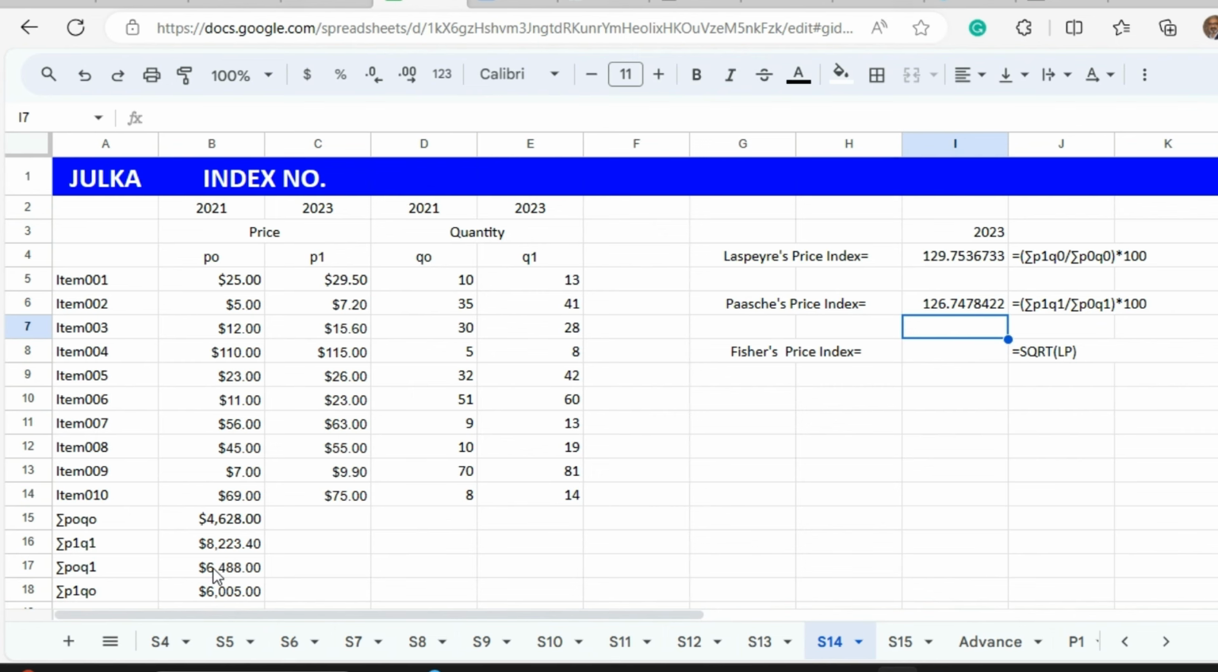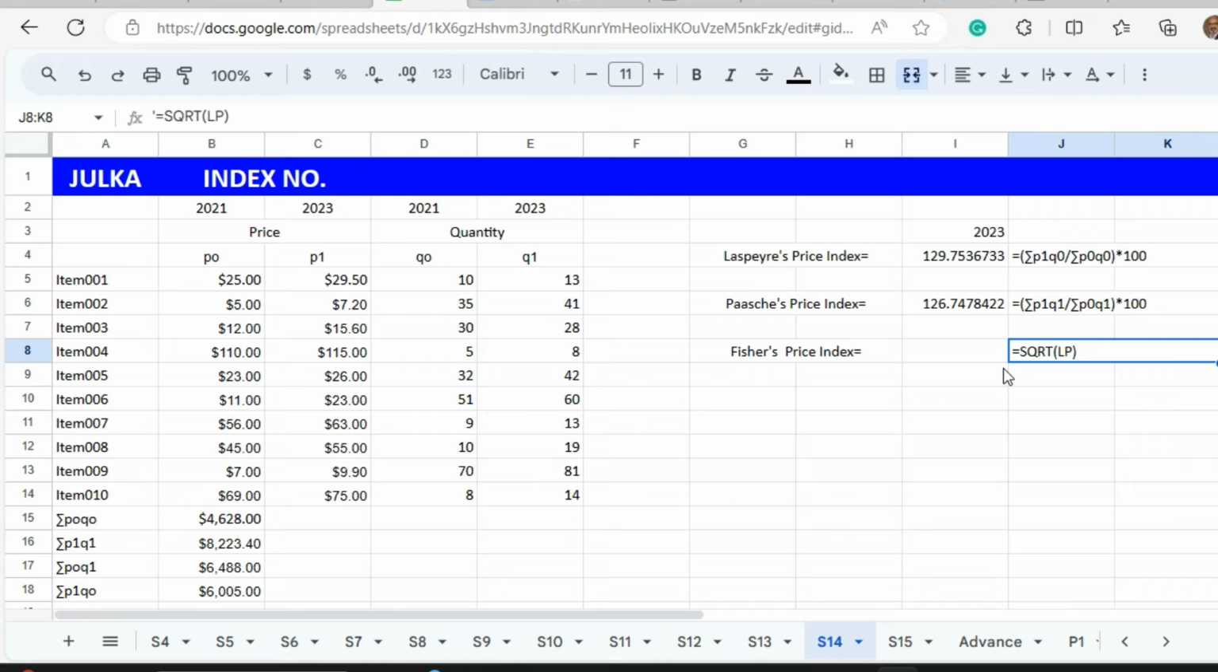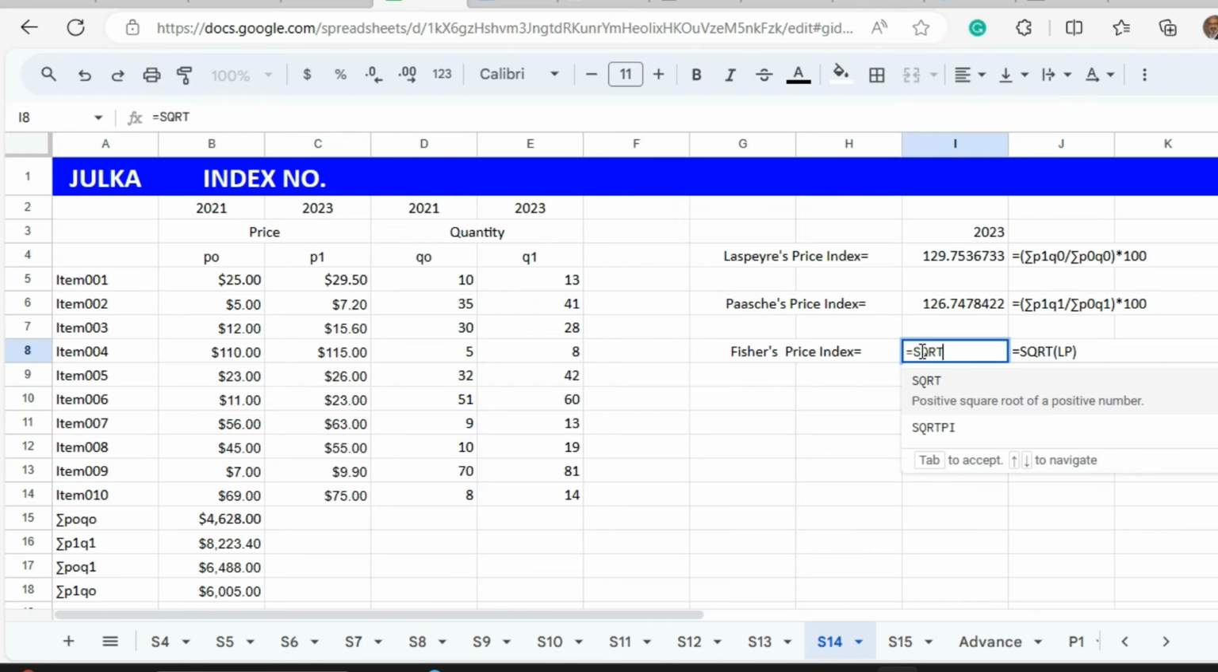When we use Fisher price index, the formula is the square root of the answer we got using Laspeyres' method and Paasche's method. So we use here the equal square root function. The answer received using Laspeyres' method multiplied by Paasche's method. The answer is 128.24.